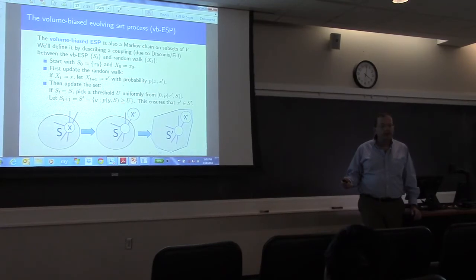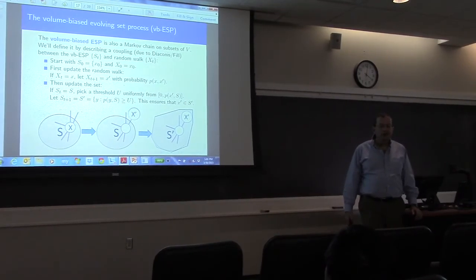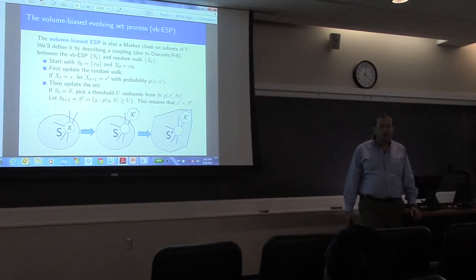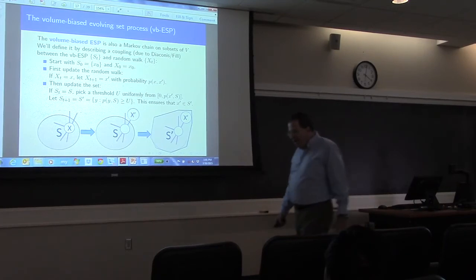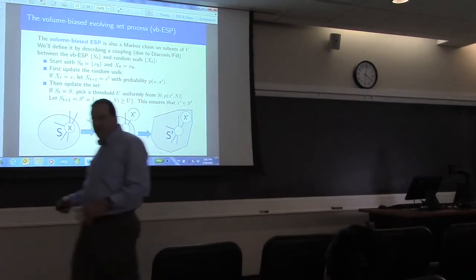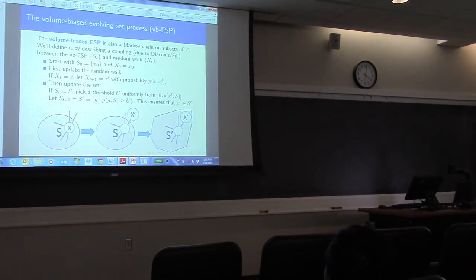Yes? Is it obvious that your U doesn't get too small, so you get the whole V? Again, first of all, in most of the graphs we're interested in, the neighbors of every vertex are very few compared to the whole graph. So even if U is 0, then you'll grow to all the neighbors of the current set, which is still far from the whole graph.